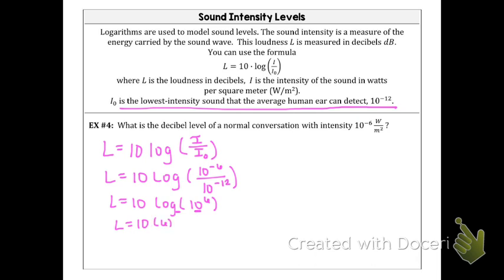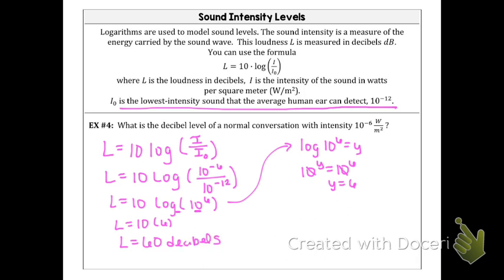Now, if you're unsure or you don't remember that, we could always come over here. We can say log of 10 to the 6th equals y, and so b to the y equals my x, and we see that y is equal to 6 that way. And so then we end up with L is equal to 60, and it's measured in decibels.